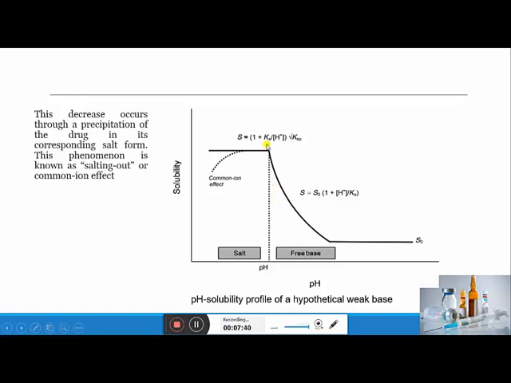But after reaching the maximum solubility, again its solubility decreases. Why does that solubility decrease? Because of the common ion effect or salting out effect. Because as ionization takes place, it will combine with the counter ion and produce the salt form. So the concentration of counter ion in solution will increase and that leads to the phenomenon called common ion effect or salting out effect. So after reaching the peak of solubility, again its solubility abruptly decreases.